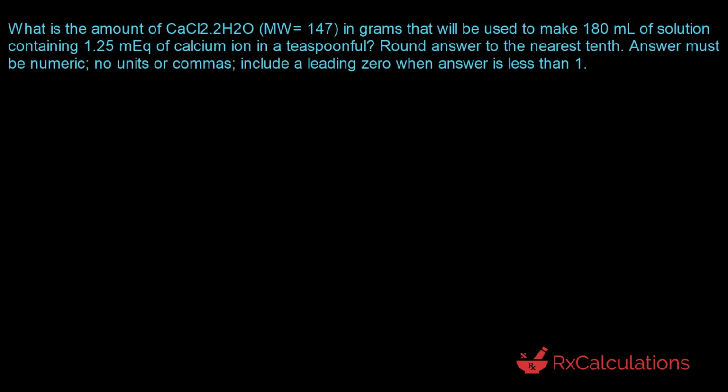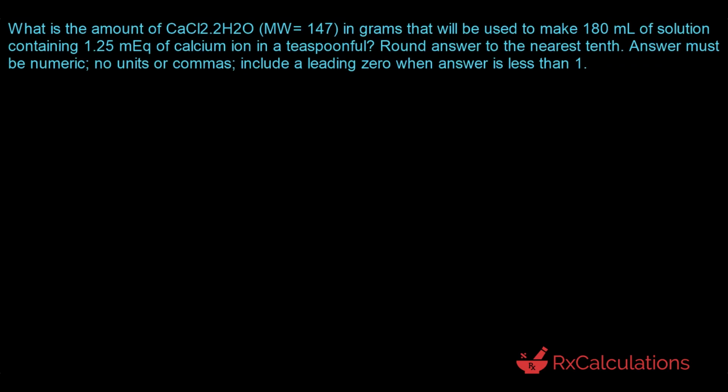Now this question says, what is the amount of calcium chloride in grams that will be used to make 180 milliliters of solution containing 1.25 milliequivalents of calcium ion in a teaspoonful? Round to the nearest tenth. Answer must be numeric, no units or commas, including a leading 0 when answer is less than 1.